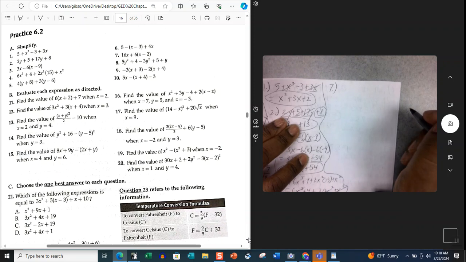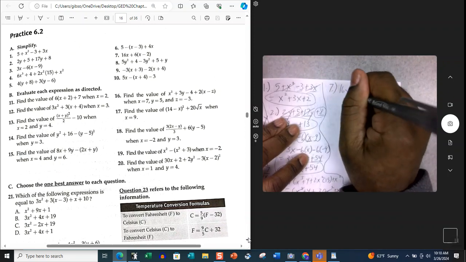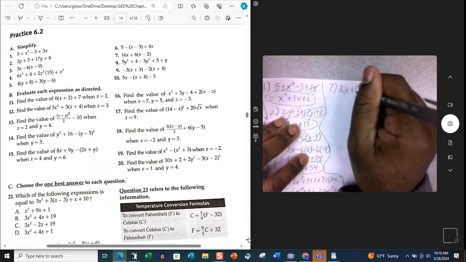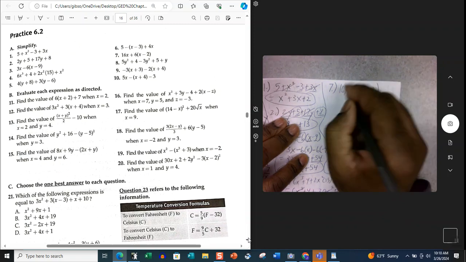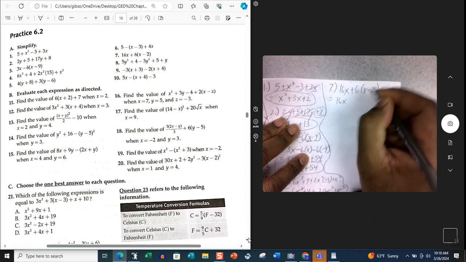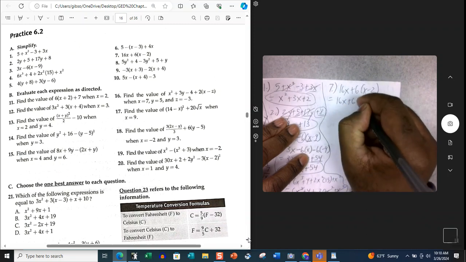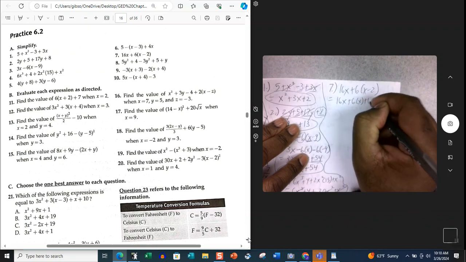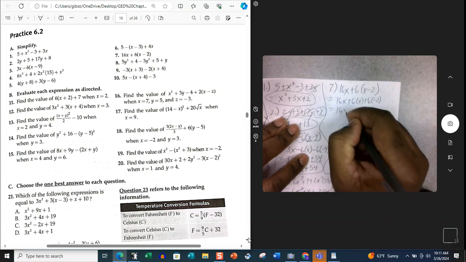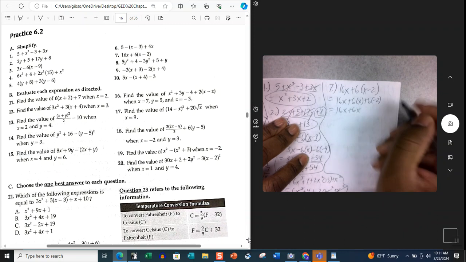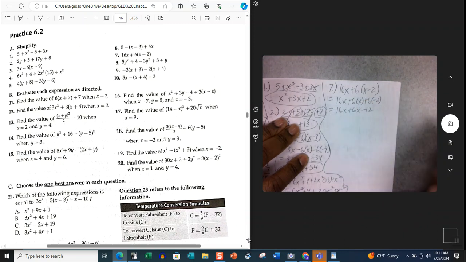Okay, problem 7, we have 16x plus 6 times x minus 2. Now again, we will be doing a distributive property. We have 16x, then we have plus 6 times x, and then plus 6 times negative 2. So you have 16x plus 6x minus 12.